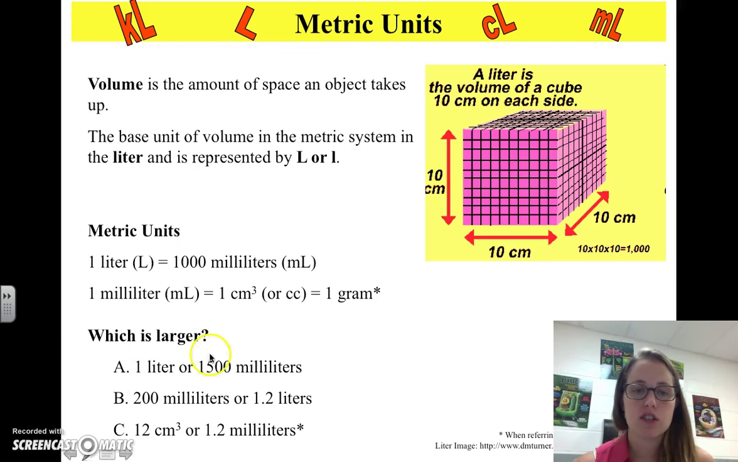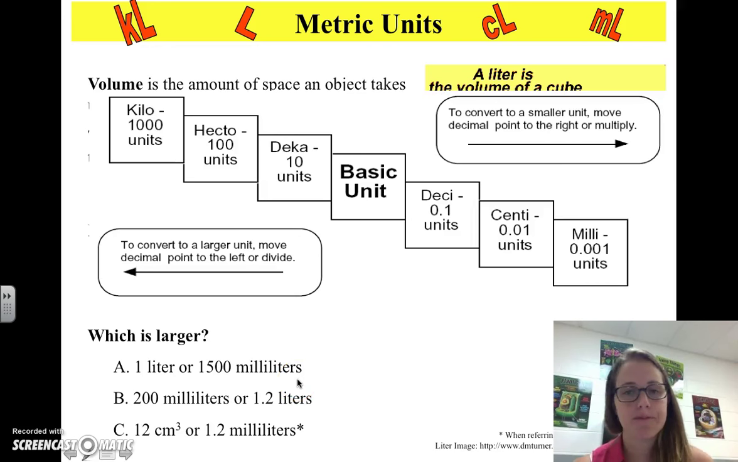So really quick, let's do some conversion practice. So here's our thing. If we're comparing 1 liter and 1,500 milliliters, which one is going to be larger? So again, we need to convert either the liter into milliliters or the milliliters into liters. So we'll do the milliliters into liters today.